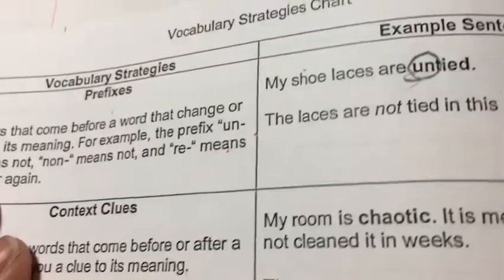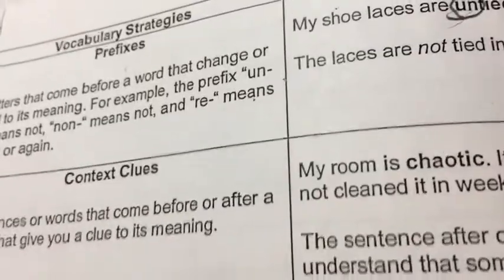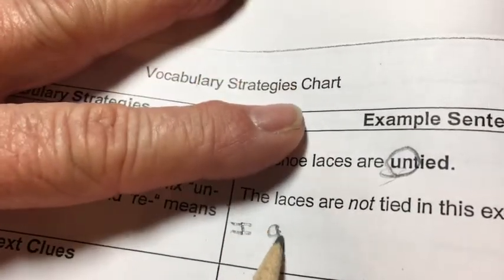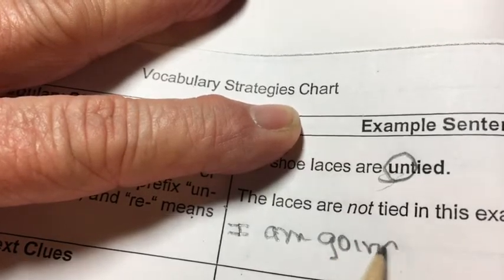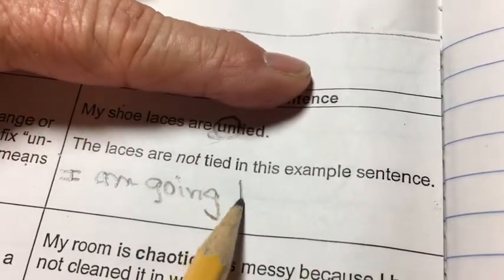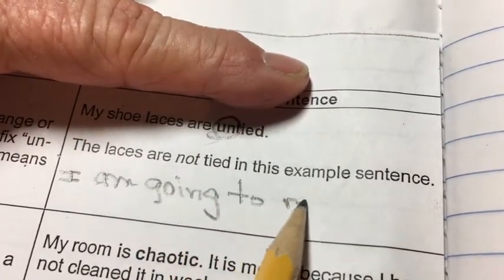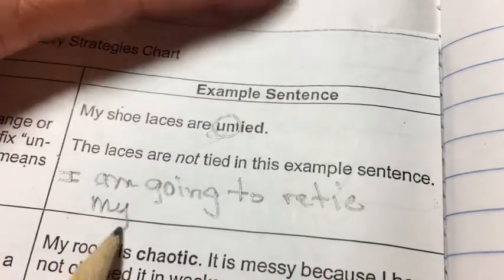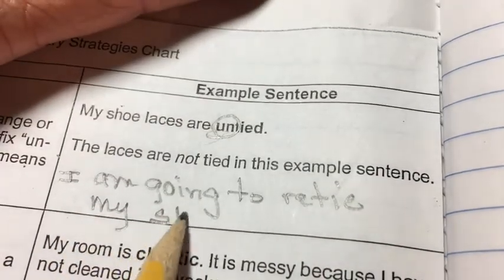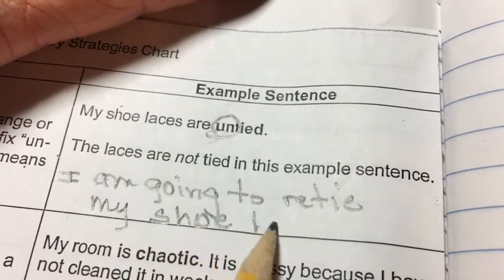Now, your second example sentence, you're going to write yourself. And that example sentence is, I am going to retie my shoe laces.